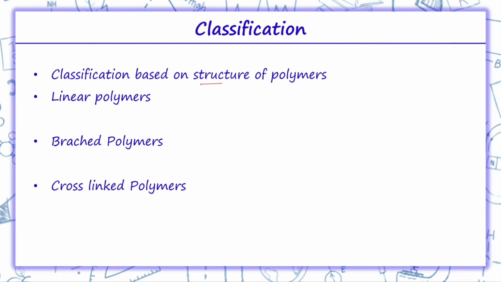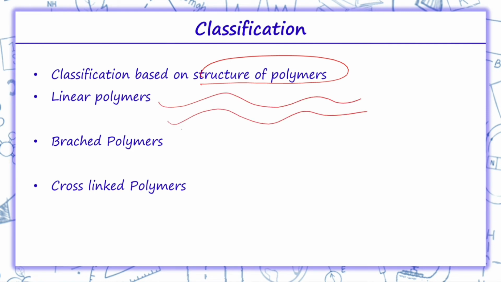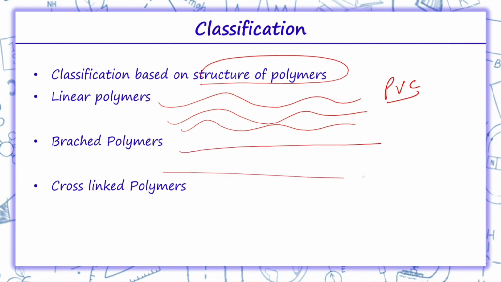Now classification based on structure of polymers. We have linear polymer. Linear polymer basically consists of long and straight chains. The examples are high density polythene, PVC, polyvinyl chloride. These all are examples of linear polymers. Branched polymers, like we have these, they'll be having branching over here. These are known as branched polymers. That is, the linear polymers having some branches are branched polymers. So low density polythene is an example of branched polymers.